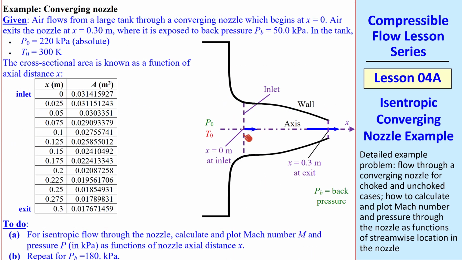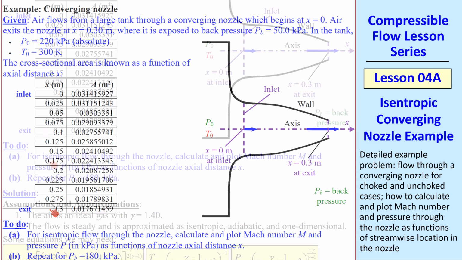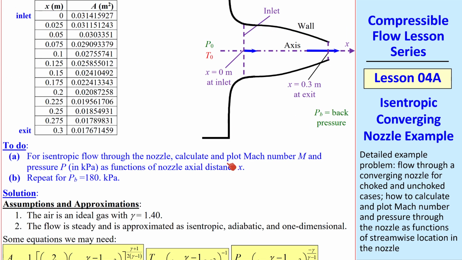Here's the problem setup. We have our typical tank with stagnation properties. I chose this as our x equals 0 value, calling it the inlet, and we have an outlet with a known area. We're given the back pressure, PB, the stagnation values, and cross-sectional area A as a function of x, the axial distance from the inlet to the exit. For isentropic flow, we'll calculate and plot Mach number and pressure as functions of x, and then we'll repeat for a higher value of back pressure.